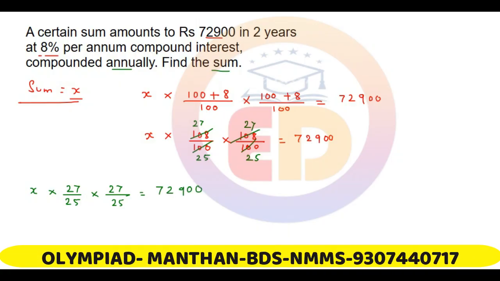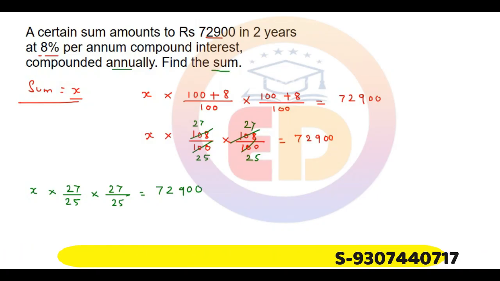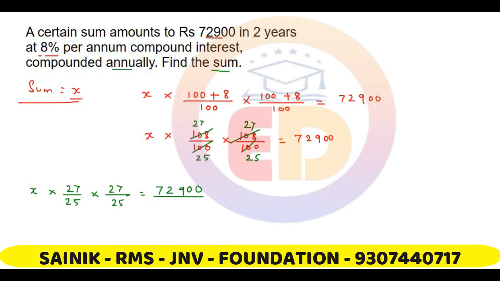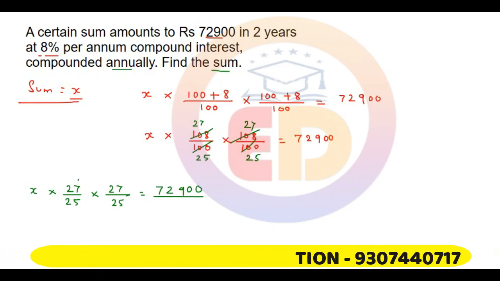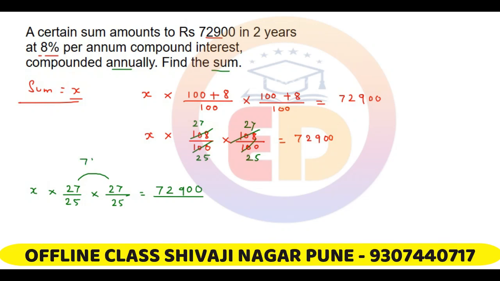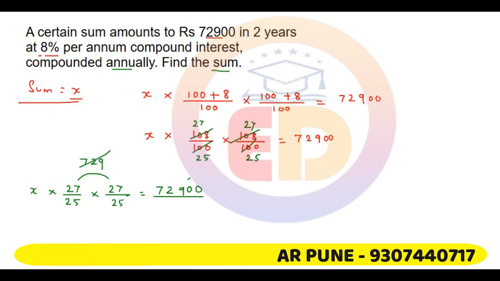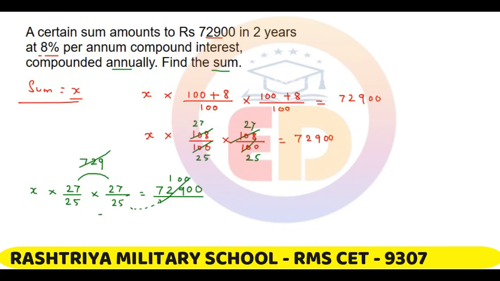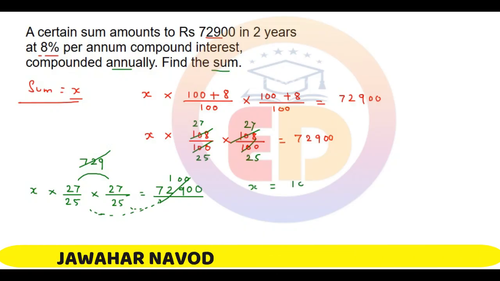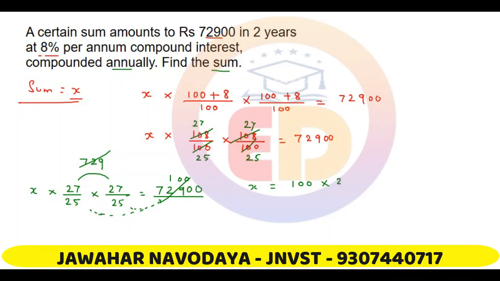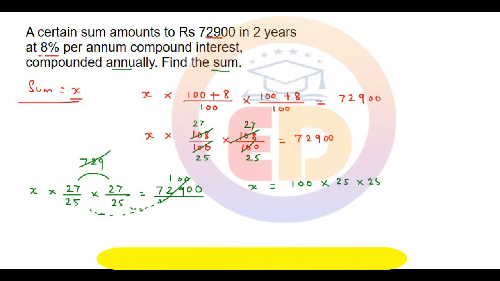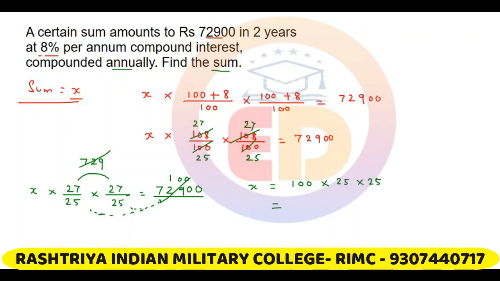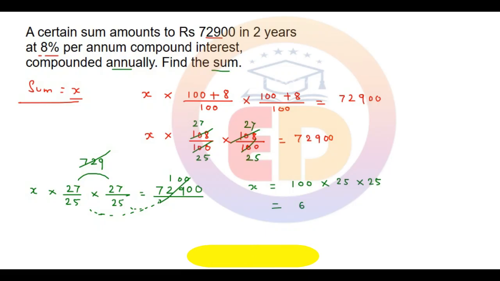Now we can cancel the left hand side numerator 27 and 27 by the right hand side value 72,900. हम इसे कैंसिल कर सकते हैं. 27 into 27 is 27 square जो होता है 729, और इससे आप कट कर सकते हैं 729, तो यहाँ पर आपके पास आएगा 100. 25 and 25 they will move from left to right side. They will be multiplied by the numerator. It will be x equals to 100 multiplied by 25 into 25. 25 into 25 is 625 multiplied by 100 हो जाएगा 62,500.